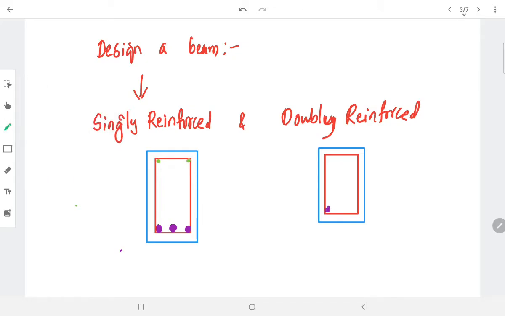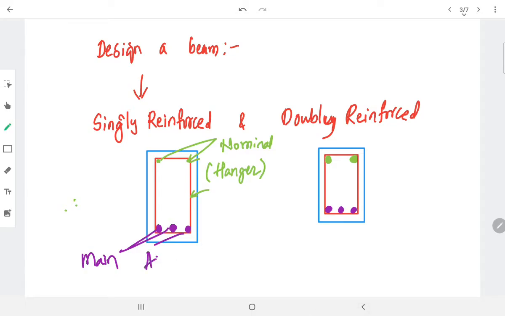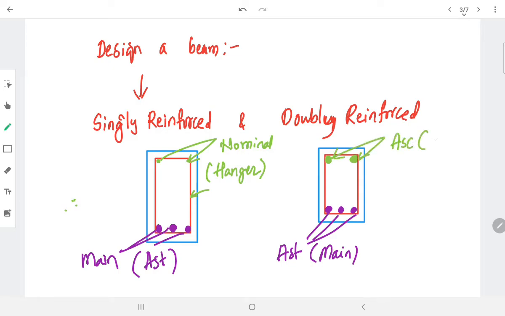Here the main reinforcements will be at top and bottom, especially in doubly reinforced, whereas in singly reinforced the top bars are nominal reinforcement, or hanger bars, only to hang the stirrups, and the bottom bars are the main reinforcement, which we call Ast. In doubly reinforced beams, the bottom is the main reinforcement Ast, and the top fibers also have main reinforcement, which we call Asc, to resist the compressive stresses.